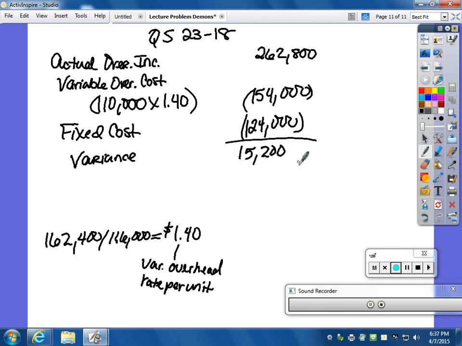Favorable or unfavorable? It's going to be favorable because we're talking about the costs. Why do we say favorable? Because if you add those two together, you're going to get 278. These two, right? Yeah, 278.